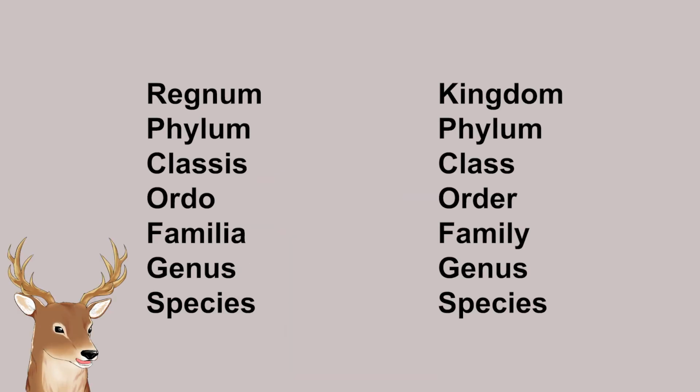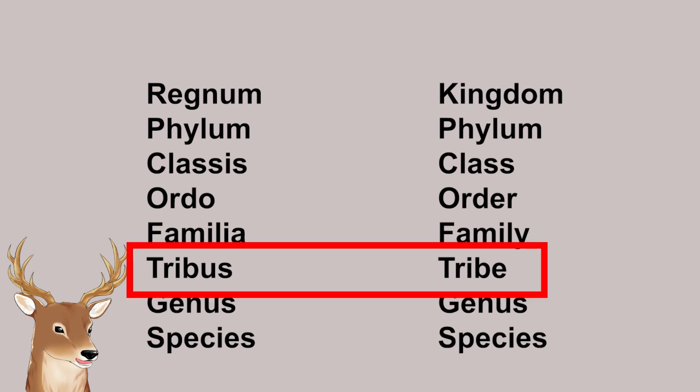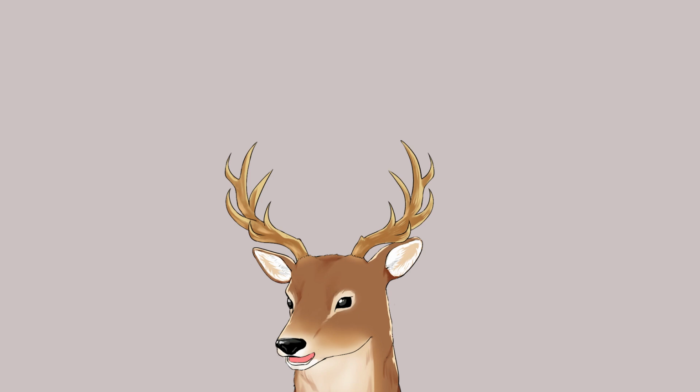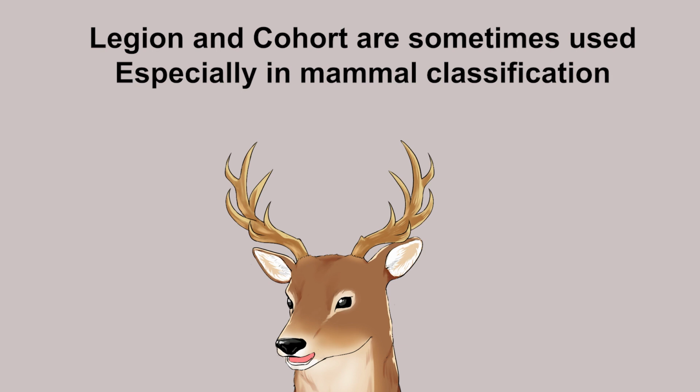Let's get back to the major ranks. Quite often, between family and genus, tribe is included. Tribe rank is quite common in animal classification. There are some other ranks that are sometimes used. For example, legion and cohort, which are sometimes used in mammal classification.